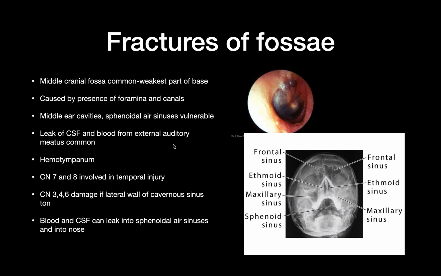So fractures of the middle cranial fossa are common. It's the weakest part of the base. It's caused by the presence of the foramina and the canals that will weaken the structure. And it also has the middle ear cavities and the sphenoidal air sinuses, which are vulnerable to fractures. Leak of CSF and blood out of the ear is common. Here you go. This is the hemotympanum. So there's blood behind the tympanic membrane.